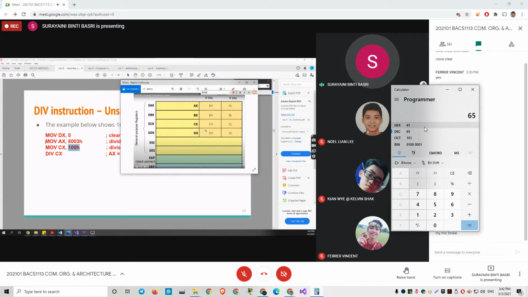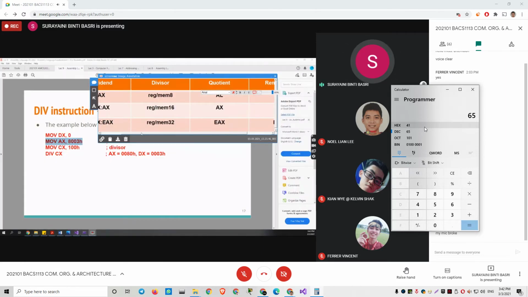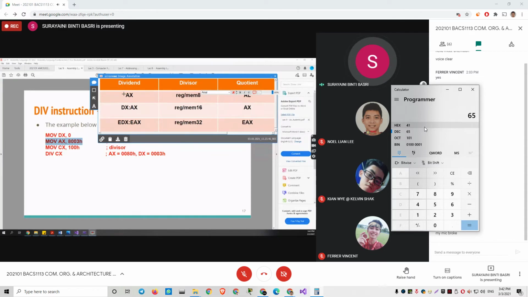The compulsory one is this one, AX, because AX stores your dividend. If you remember here, dividend must be stored in AX. But this is 16 bit, so your dividend can be stored in AX. I mean, in 16 bit division, your dividend must be stored in two places, which is AX and DX.